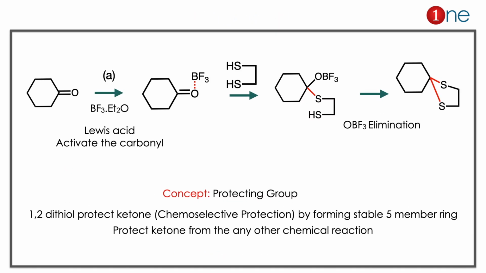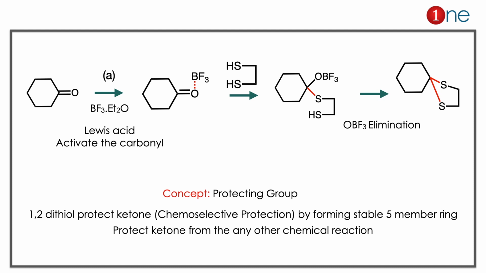Let us see how. Here BF3 is the catalyst, because we are activating the carbonyl through BF3. BF3 coordinates with oxygen and the carbonyl reacts with the diol. The diol attacks the carbonyl, because it's just a nucleophilic attack, and the ring will close. BF3 will eliminate there. What is special? Why is this question there?